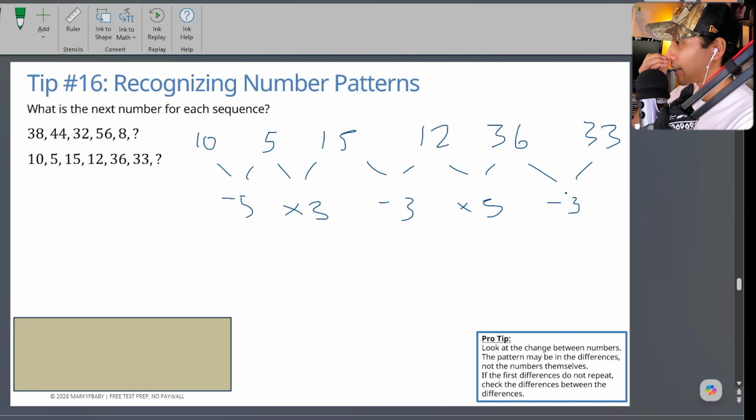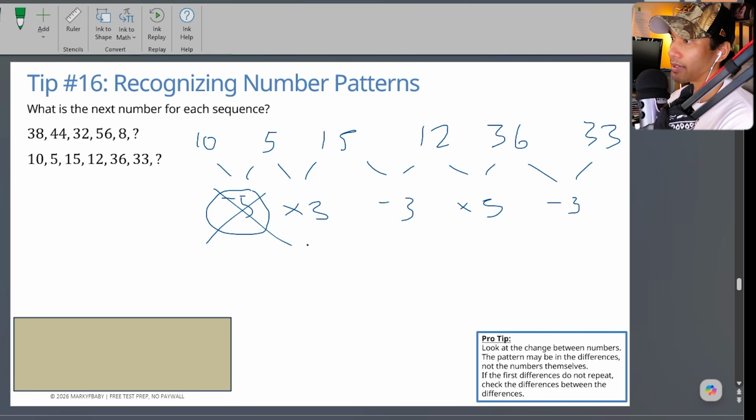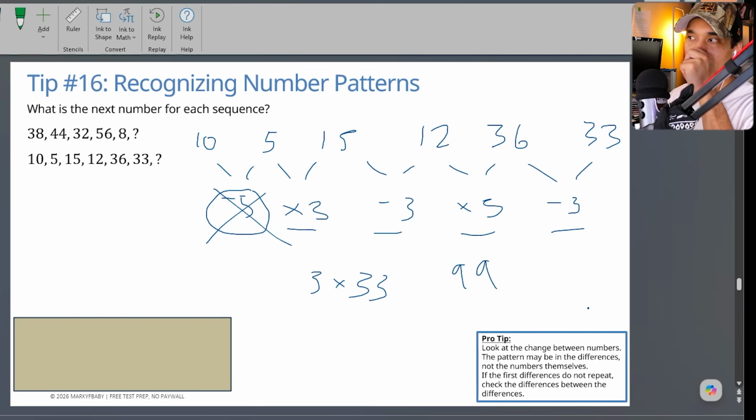And then we figure out, well, there's just minus 5 here. What is this doing here? Well, we could actually ignore that. I kind of gave you a trick one. And the actual sequence is times 3, negative 3, times 3, negative 3. This beginning part was here to just throw you off. So it's just alternating operations: multiplication, subtraction, multiplication, subtraction. Our next will be multiplied by 3, and that's times 33, and then the next number in the sequence will be 99.